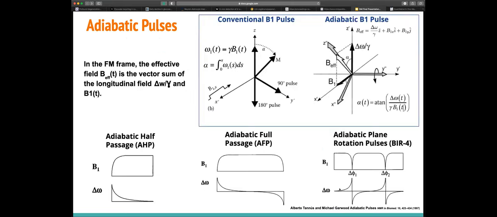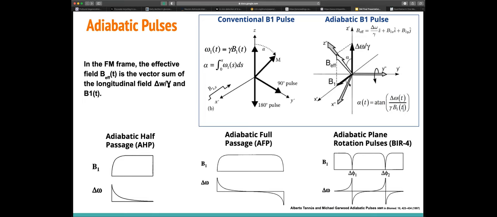Okay, next slide. So just to give a background, because adiabatic pulses were not super intuitive to myself. In a conventional B1 pulse, where we consider the general rotating frame where B1 is excited along the x-axis and at the Larmor frequency, this excitation rotates the magnetization towards the transverse plane relative to M0, which is at the z-axis. The flip angle is therefore a product of the temporal integration of the B1 magnitude. But in an adiabatic pulse case, you consider a different reference frame. This is known as the frequency modulated frame, and it's denoted by X prime, Y prime, and Z prime.